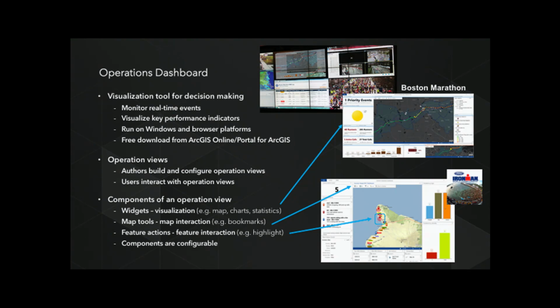So widgets, map tools, feature actions, these are the three kinds of key components of each operation view. It's very important for you to understand them because you will also be writing your extension and making it a widget, map tool, or a feature action. We provide a whole bunch of built-in, out-of-the-box components that you can configure to build a very focused operational picture for your own situation.